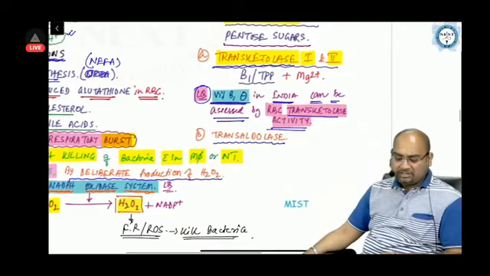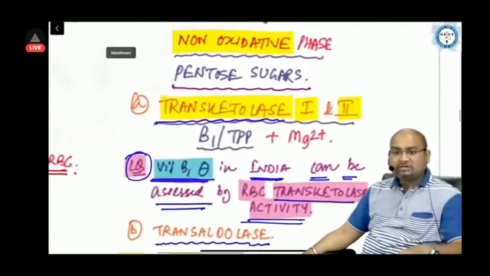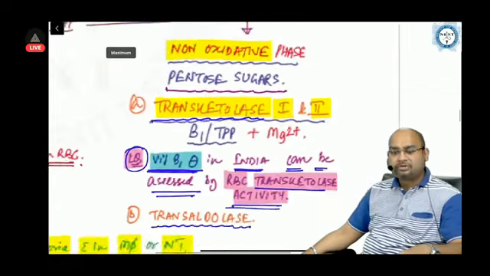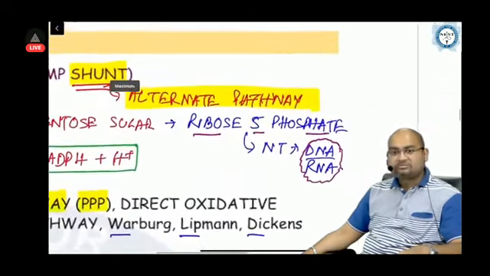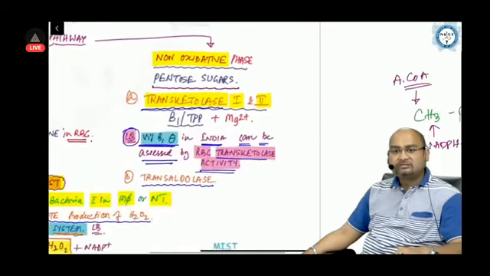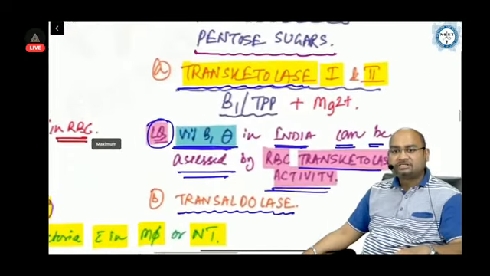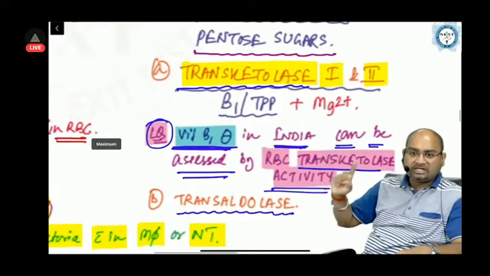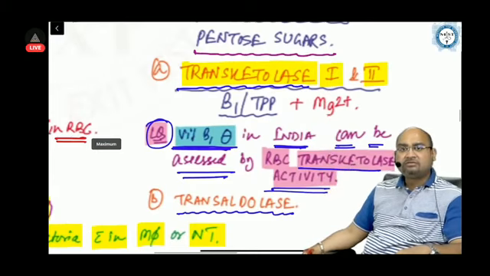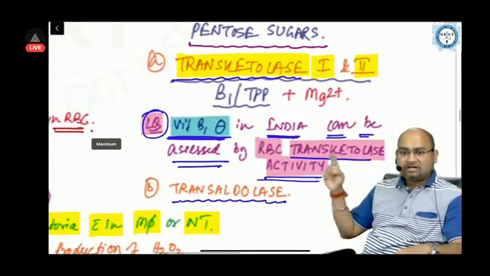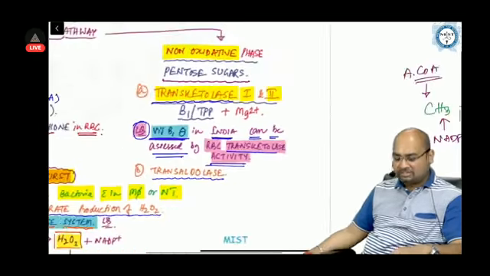In this pathway we have studied the transketolase enzyme of the HMP shunt, which goes for pentose sugar production like ribose 5-phosphate. This goes for DNA and RNA synthesis. Transketolase is dependent on vitamin B1, and this can be used for assessing vitamin B1 deficiency. So assessment of B1 deficiency in India can be done by RBC transketolase activity.